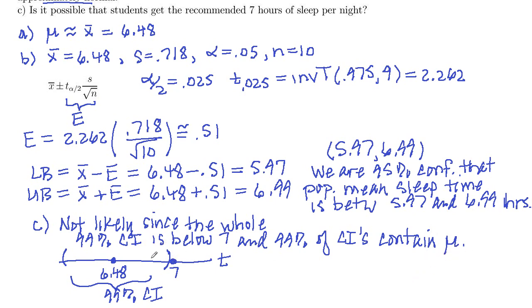So if 7 was in that interval, then that would agree with the possibility of having 7 hours of sleep per night. But since 7's outside the interval, that's only going to happen a small percent of the time. So this is how confidence intervals can let us make an inference or draw a conclusion.